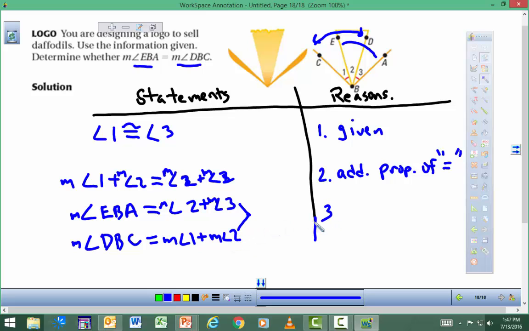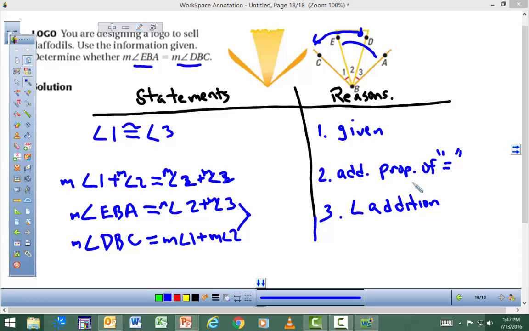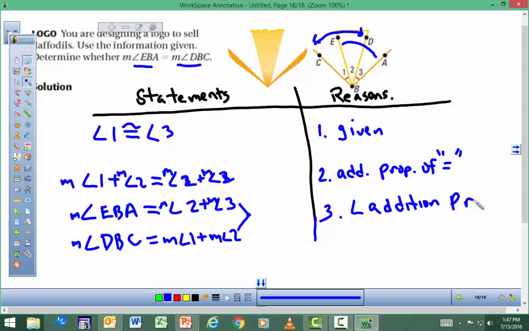Okay, so the reason for both of those statements is the same idea. That's called angle addition property. Angle addition property.